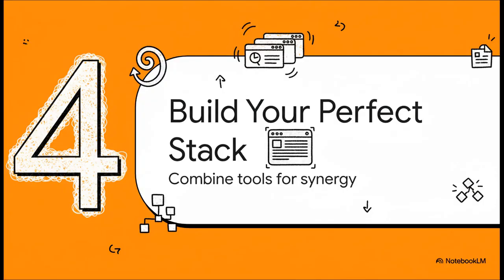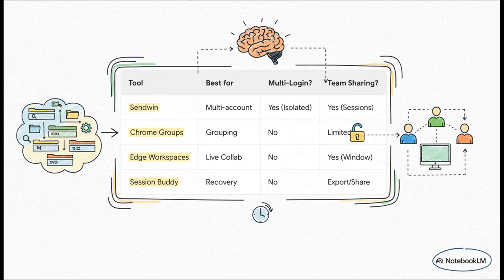Okay, this is where it gets really fun. Because the true power here doesn't come from picking just one of these tools. It comes from intelligently combining them to build your perfect, personalized productivity stack. This table really makes the choices crystal clear. If multi-login and being able to securely share access is your main thing, a tool like Sendwin is built for that. If you need real-time collaboration with your team, Edge Workspaces is a super strong choice. And for just simple, lightweight grouping, you can't beat Chrome's built-in stuff.